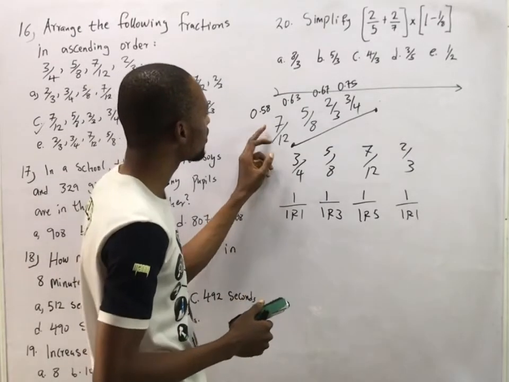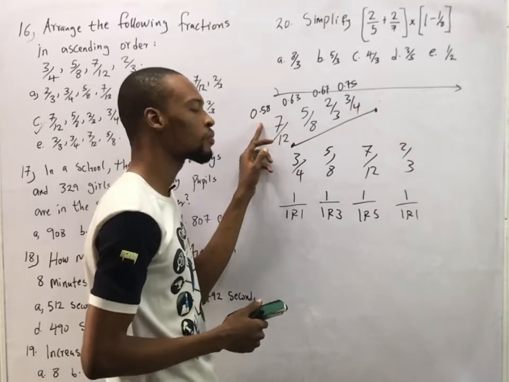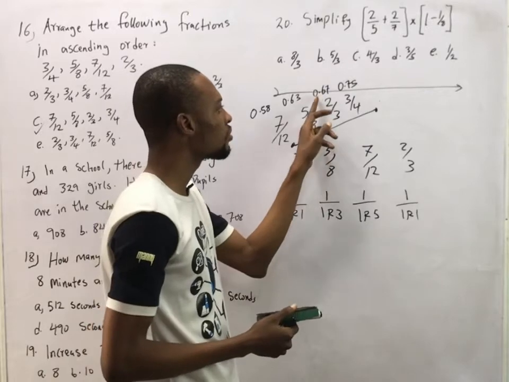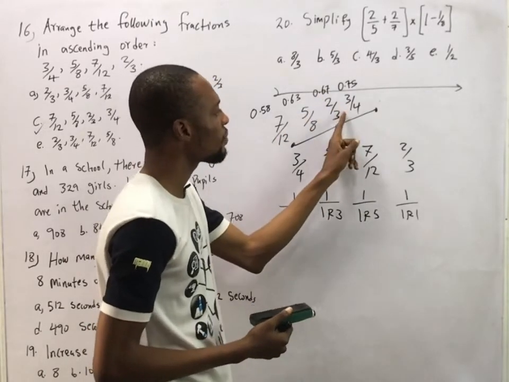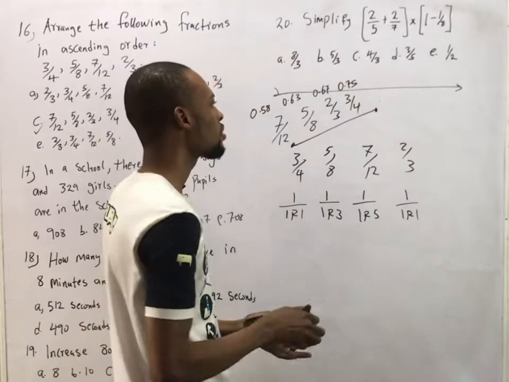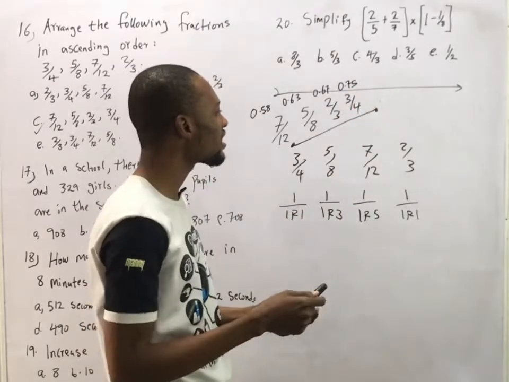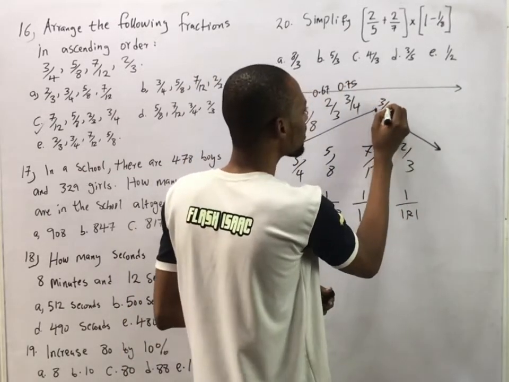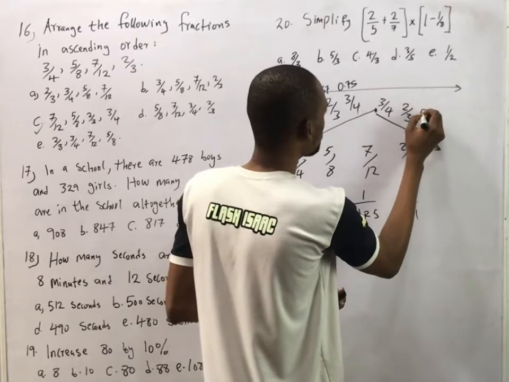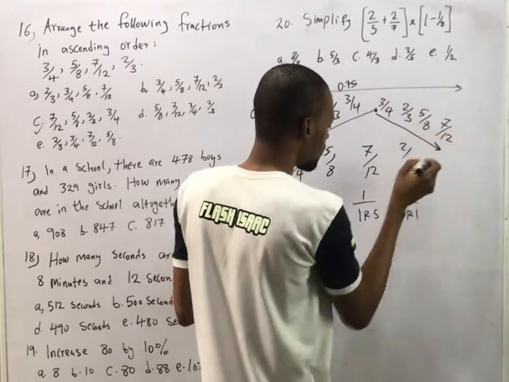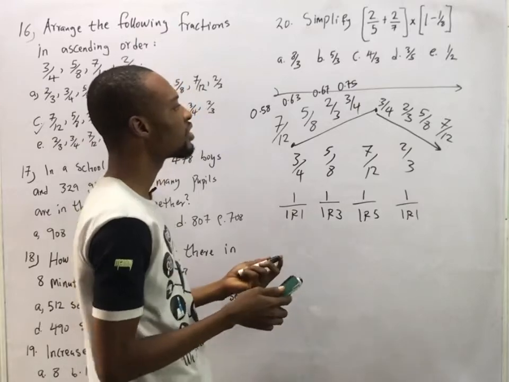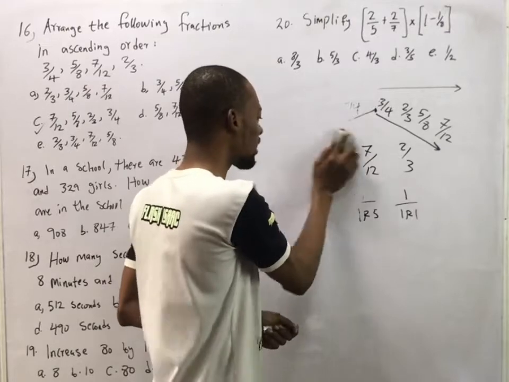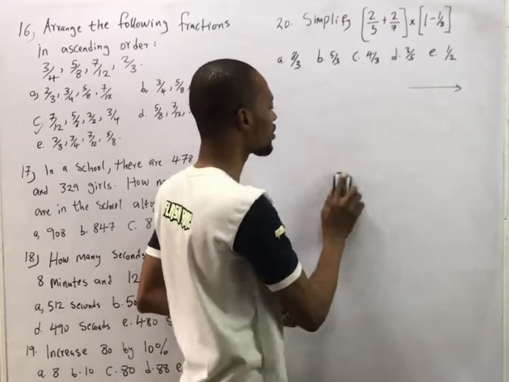Dividing, you see that 7 divided by 12 will give you 0.58. 5 divided by 8 will give you 0.63. 2 divided by 3 will give you 0.67. And 3 divided by 4 will give you 0.75. So this is obviously bigger. Now, if we are asked to arrange in descending order, it simply means we start from the biggest, followed by this, followed by 5 over 8, followed by 7 over 12. So in primary 6 exam, you'll be given a lot of values and asked to arrange in ascending or descending order. So this is how you go about them.